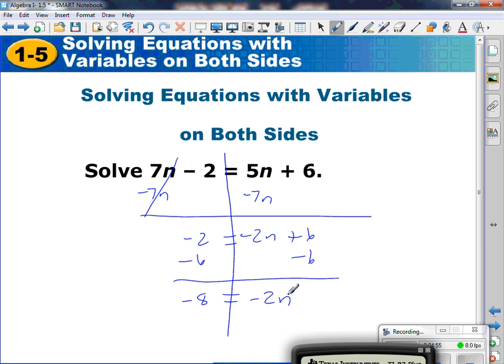Why do I need to divide by negative 2? Because it's a multiply by negative 2. Divide by negative 2. What's negative 8 divided by negative 2? Still got 4. Just had a negative throughout the problem. I know it's a negative 2n, but it's negative 2 times n. So you have to divide, not add 2n.